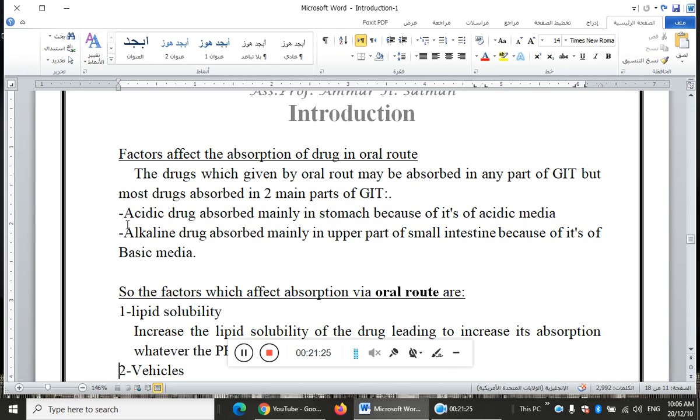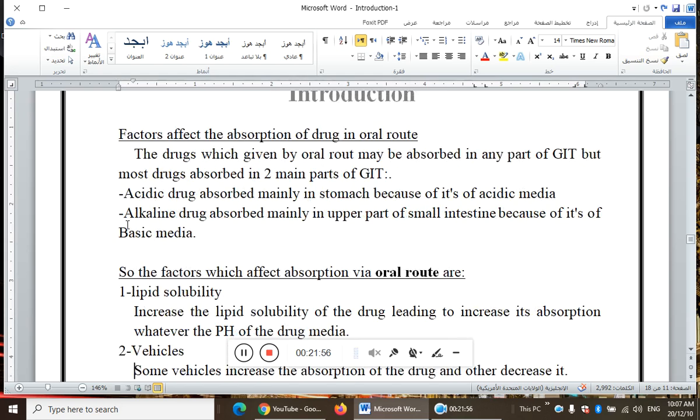The drug given by oral route may be absorbed in any part of the GIT, but most drugs are absorbed in two main parts of the GIT. Acidic drugs are absorbed mainly in the stomach because of its acidic media. Alkaline drugs are absorbed mainly in the upper part of the intestine because of its basic media.